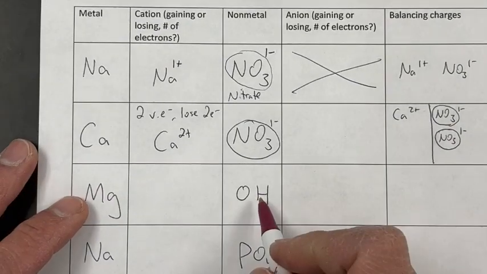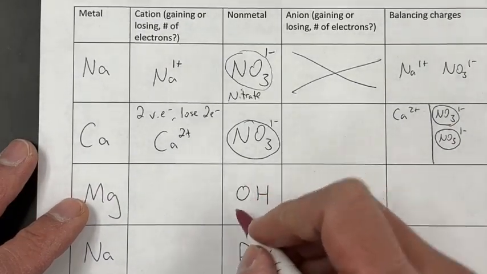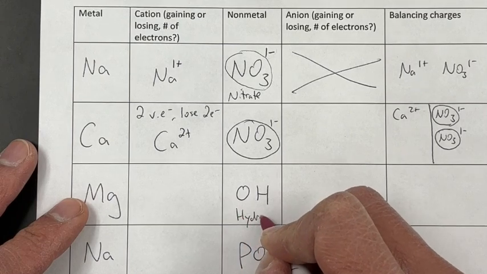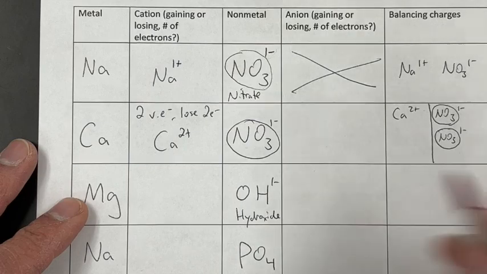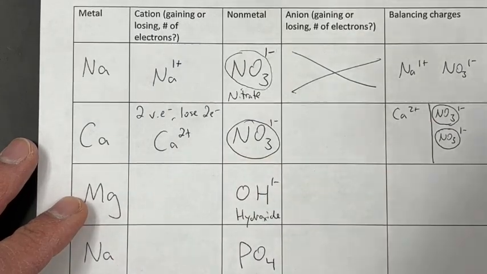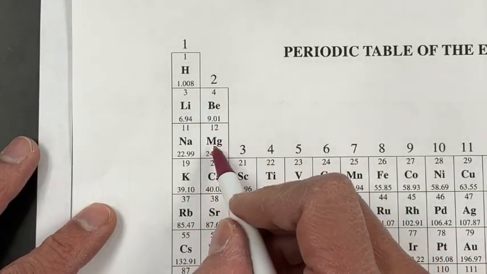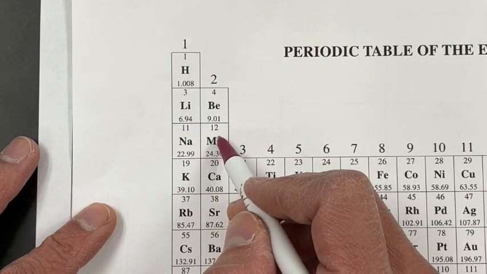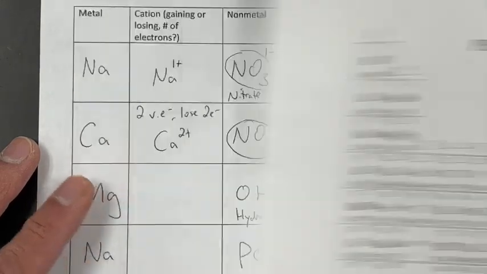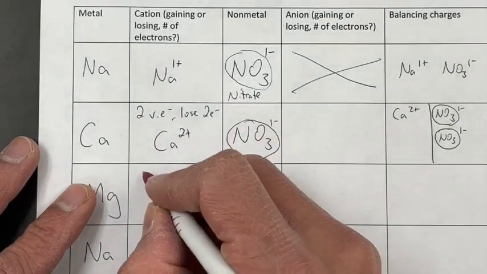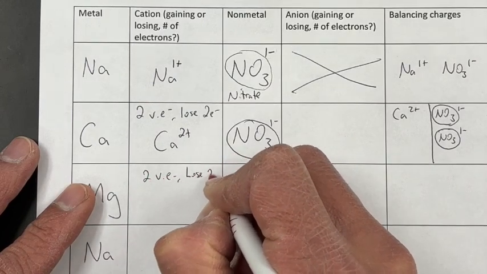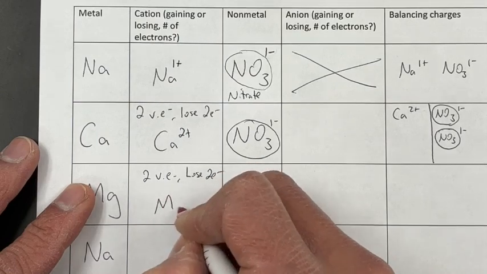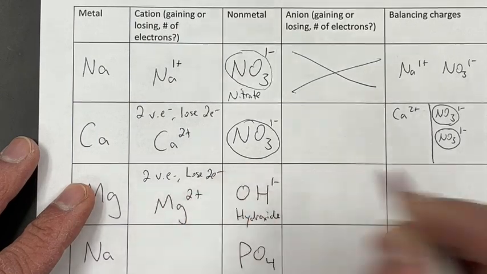Well, what if I have something like OH? So this is called hydroxide. It also has a 1- charge. Magnesium, my periodic table says I have 2 valence electrons. Let's set it up again. 2 valence electrons. It loses those 2. So it becomes Mg2+.